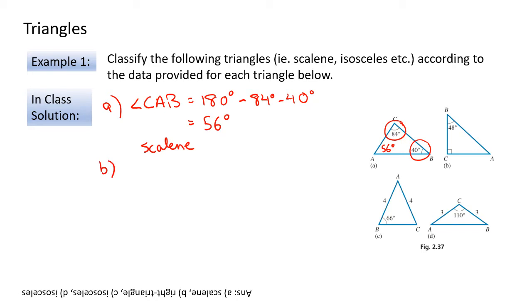For B, I can immediately tell what it is because it has a right angle. As soon as you see that square and you know it's a right angle, that's a right angle triangle.